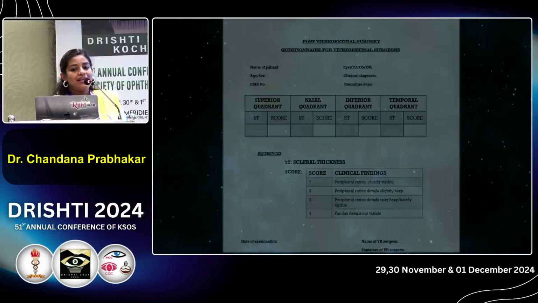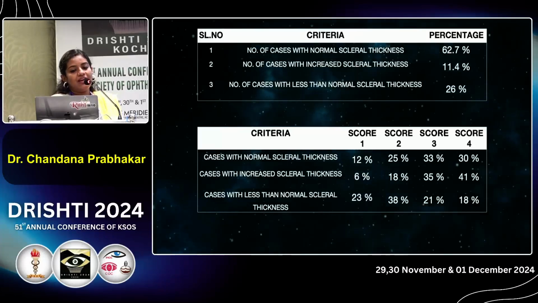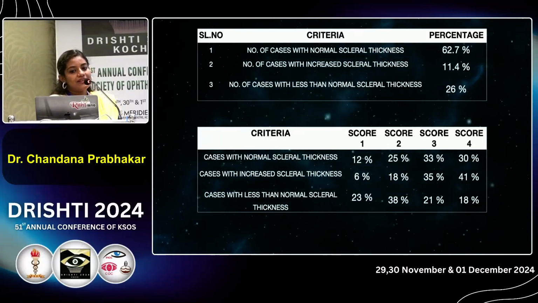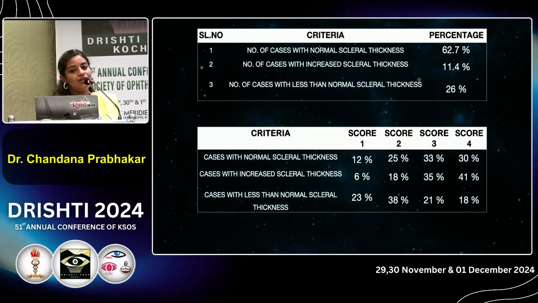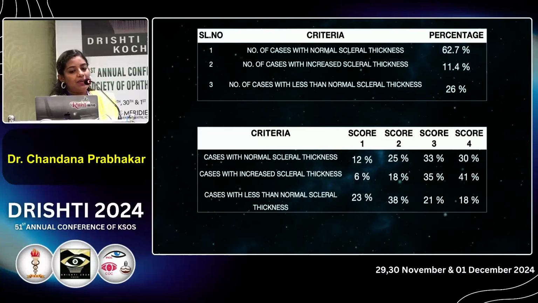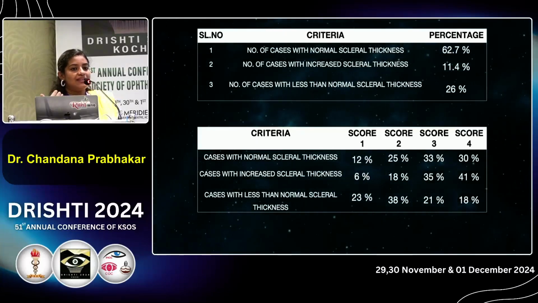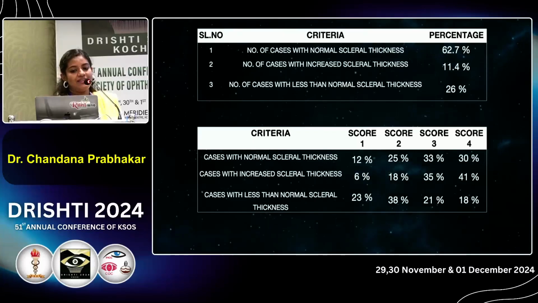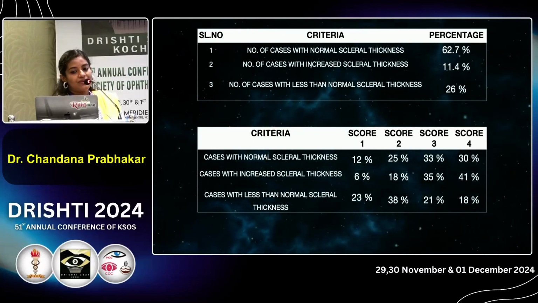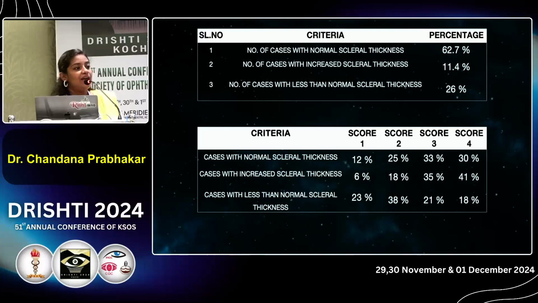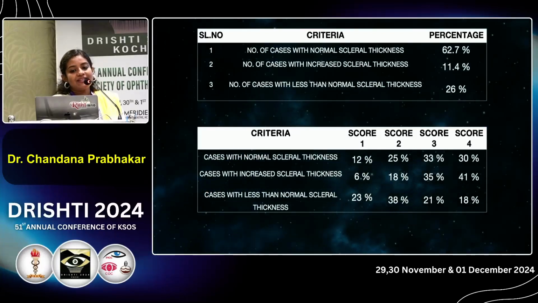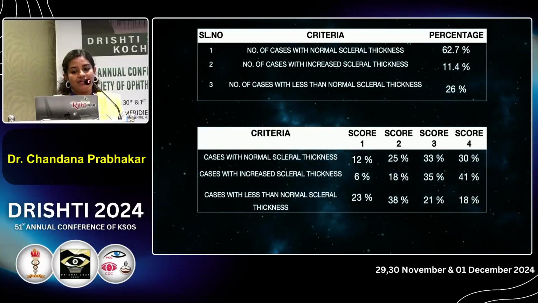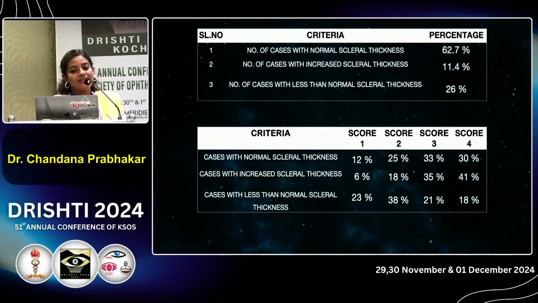By compiling the data, we came to this conclusion: the number of cases with normal scleral thickness was 62.7%, with increased scleral thickness 11.4%, and less than normal scleral thickness 26%. Among normal scleral thickness, score 1, that is, retina clearly visible, was seen in 12%, score 2 in 25%, score 3 in 33%, and fundus details were hard to see in 30%. In increased scleral thickness, it was 6%, 18%, 35%, and 41%. In less than normal scleral thickness, 23%, 38%, 21%, and 18%.